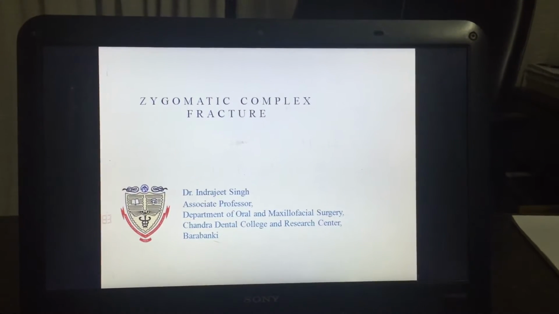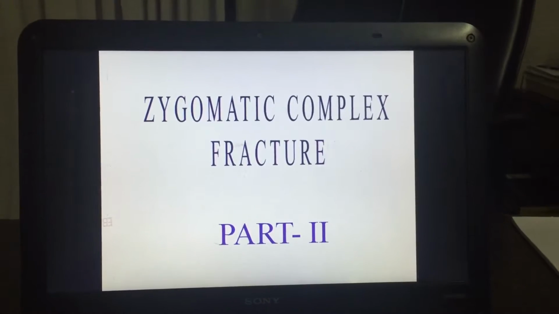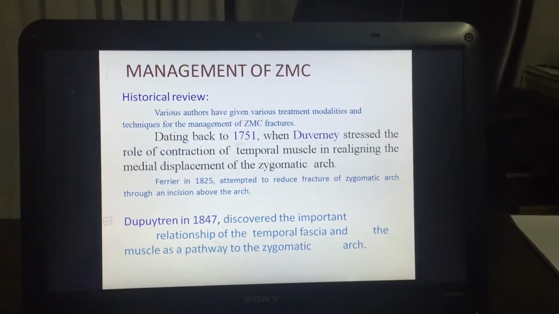Zygomatic complex fracture. Zygomatic complex fracture part 2. Management of zygomatic complex fractures.